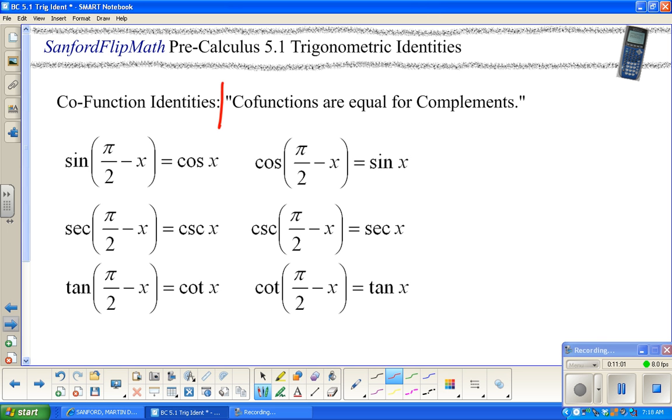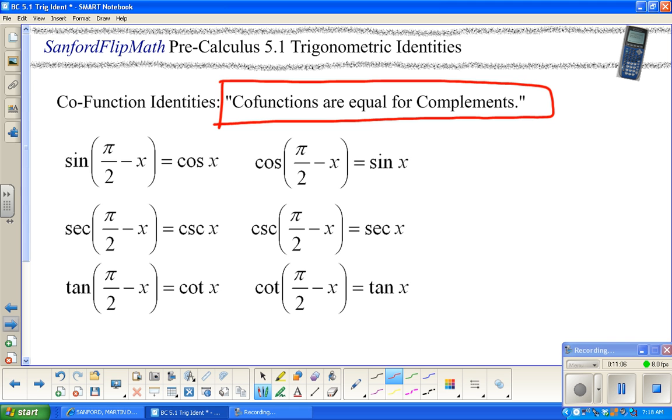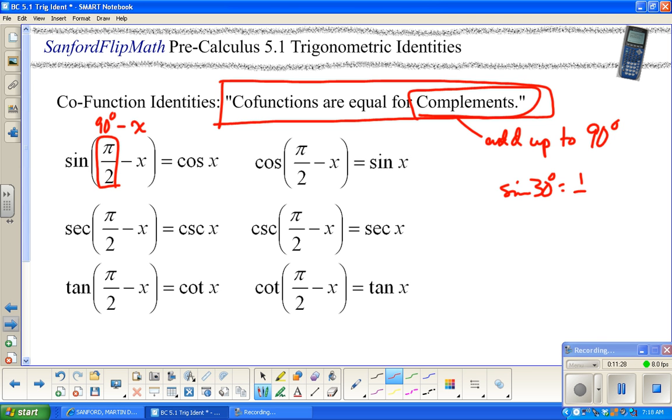And this is a statement that I use to remember all of them. Now, here's the concept behind this. Pi over 2 is like 90 degrees. 90 minus an angle is the complement. Remember, angles that are complementary add up to 90. So here's the idea. Sine of 30 degrees is 1/2. Guess what the cosine of 60 is?